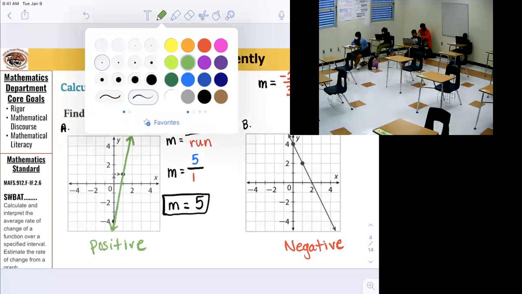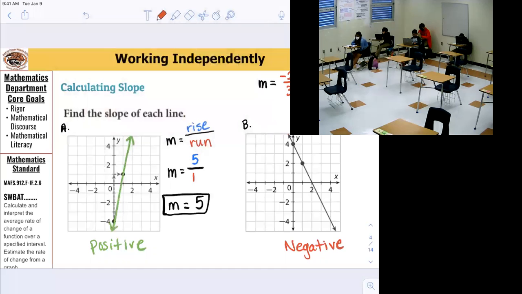Whereas the other one is a negative slope. From left to right, this one is going down. Even though there's arrows on both sides, that's not what I'm looking at. I'm just thinking about the direction of it. From left to right, I would slide down that hill. So there's a difference between positive slope and negative slope. And we're going to talk a little bit about that in just a second because I have one more example I want to do. But do I have any questions right now on how I got positive 5 or how I got negative 2?